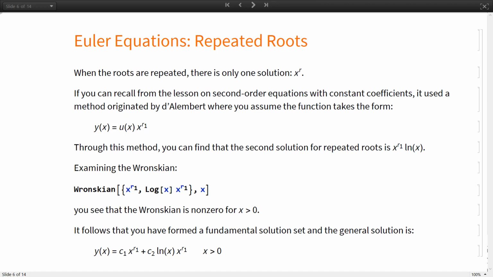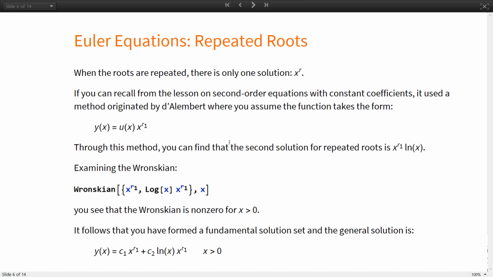When we solve second-order equations with constant coefficients and the roots to the characteristic equation were repeated, we needed to find a different functional form to represent the second solution. In that case, we used the method of D'Alembert, where we assumed that the second solution was some arbitrary function u of x times our assumed form for the solution. We then substituted this form into the differential equation to find what u of x needed to be to satisfy the differential equation. When solving Euler equations with repeated roots, we can apply an analogous method.